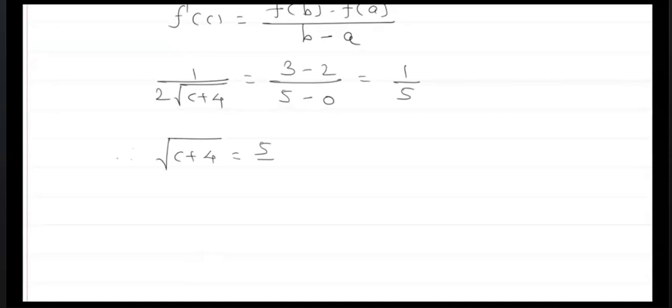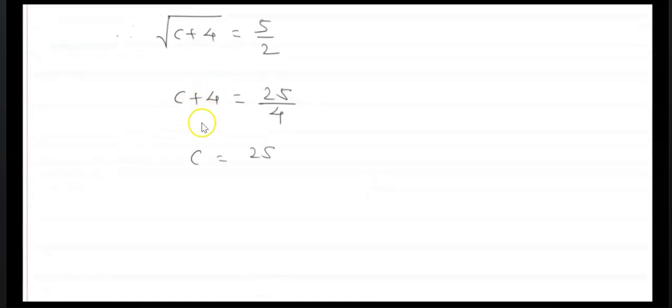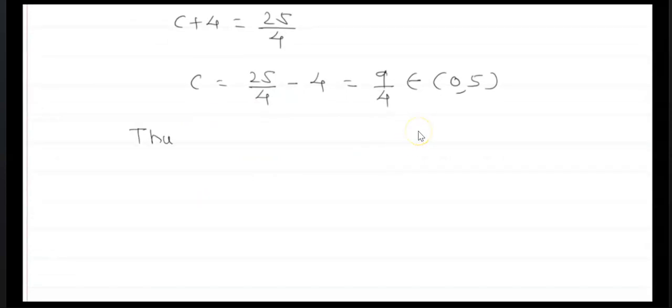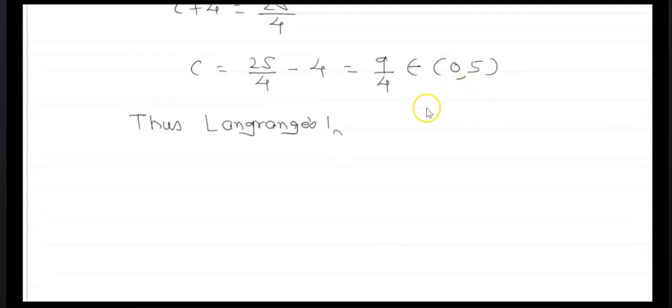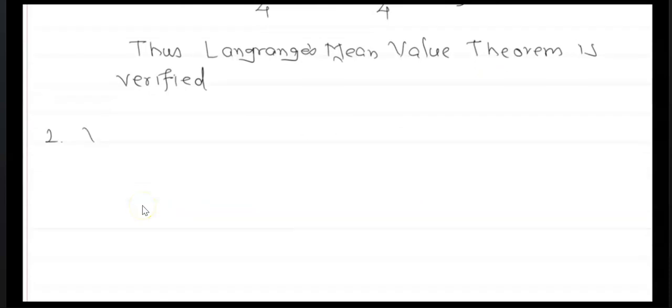Now take their reciprocal and simplify. Root of c plus 4 is equal to 5 upon 2. Squaring on both sides, you will get c plus 4 is equal to 25 by 4, and simplifying this you will get c is 9 by 4, and this 9 by 4 belongs to 0 to 5. That is 2 point something which belongs to 0 to 5, and thus the Lagrange mean value theorem is verified.